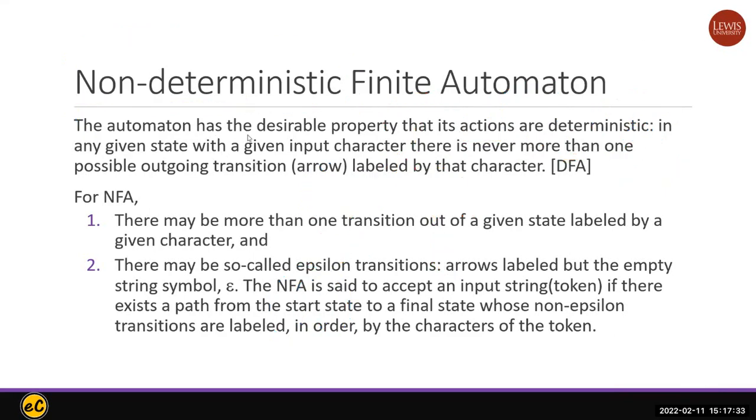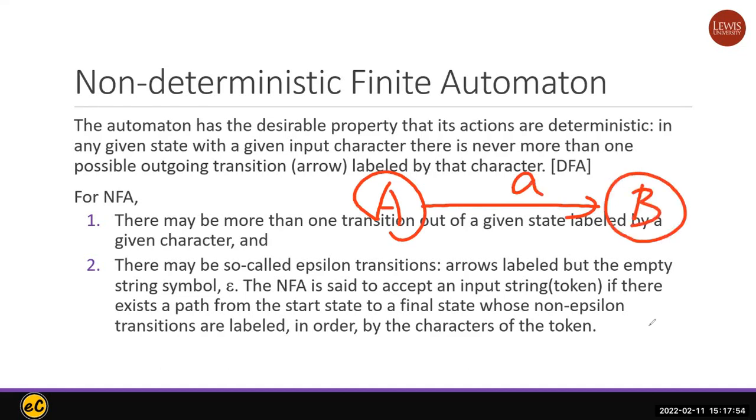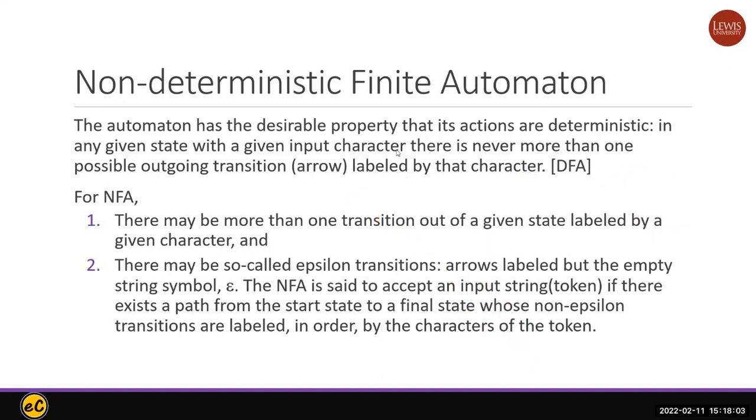So the automata that have the desired property that in each action they are deterministic is finite. In a given state with a given input, a state never has more than 1 possible outgoing transition. That's called DFA. DFA means that if you have a state and you get an input A, you can only go to a certain state. It does not allow a second outgoing edge taking the same input. That's the definition for deterministic finite automata.